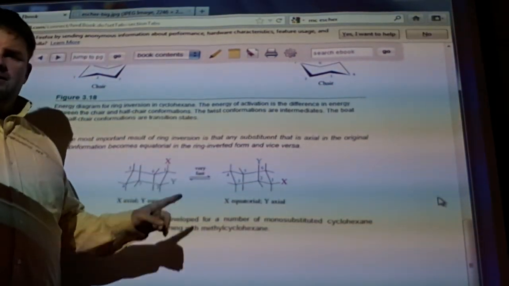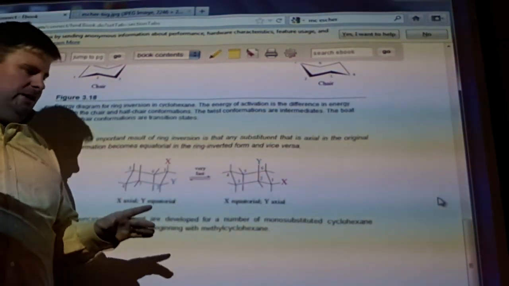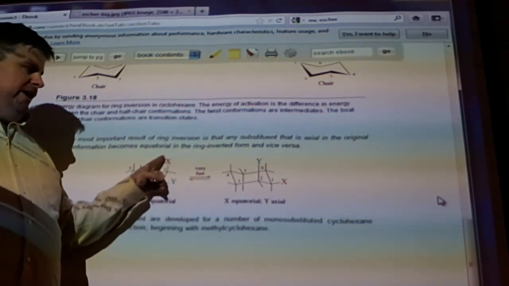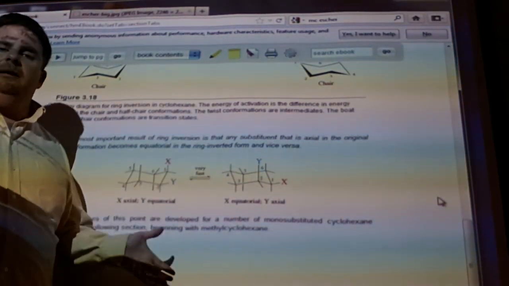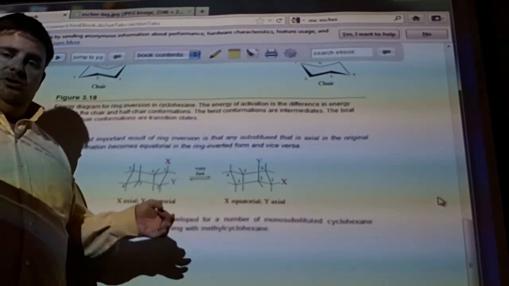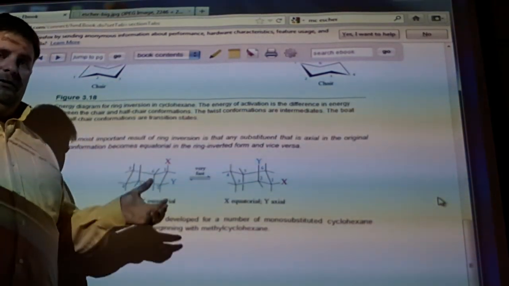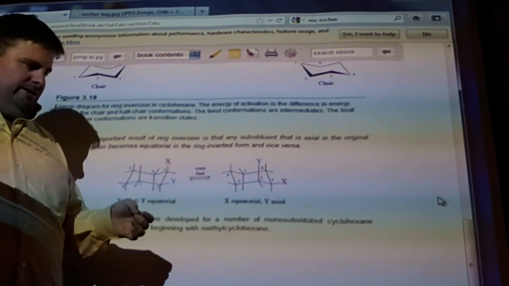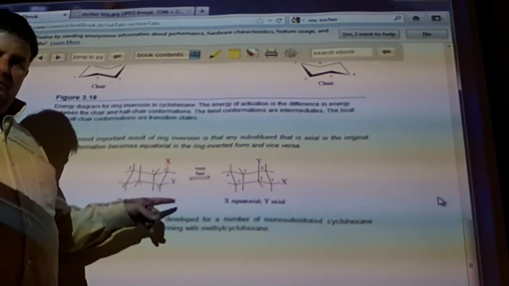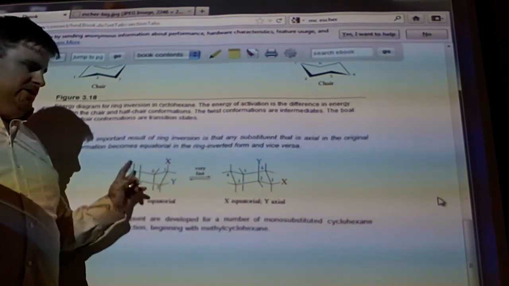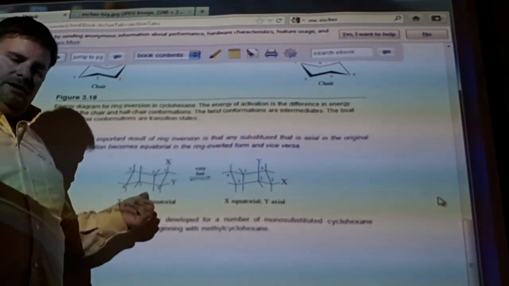So here we go, right here at the bottom. X axial, Y equatorial, and when there's a chair inversion, this says it's very fast. I use caution with that term because it's only very fast if X and Y are the same atoms. If they're not the same atoms, there's going to be some kind of steric consequence, and we'll get into that in a second. But if these two things are equal, say this is chlorine, that's chlorine, there's no difference between the two. It's going to be very fast, and it's going to be a 50% concentration of this one and a 50% concentration of that one.